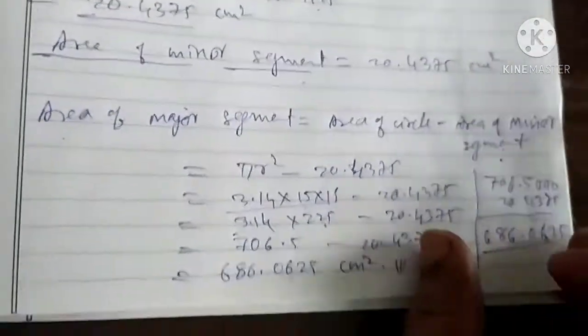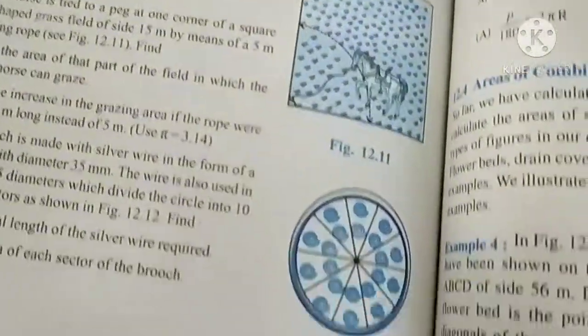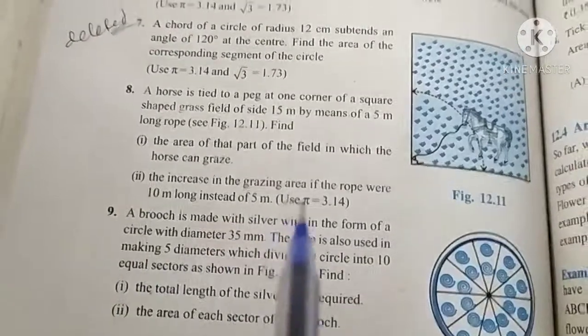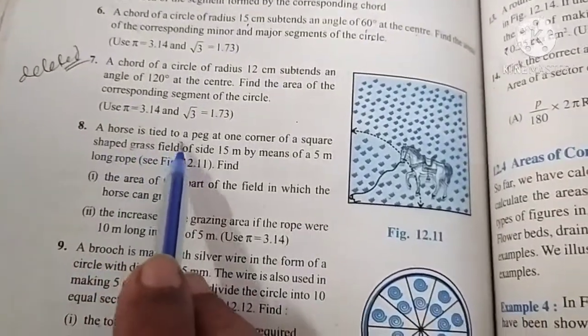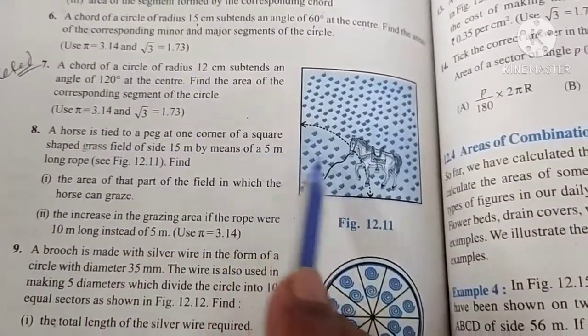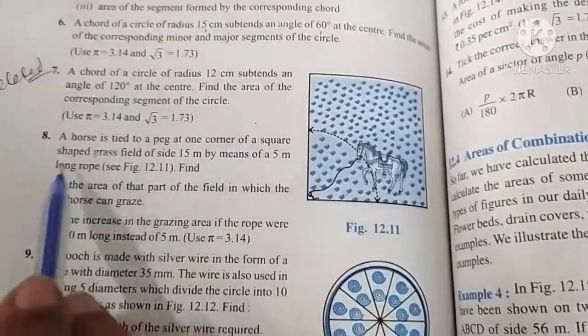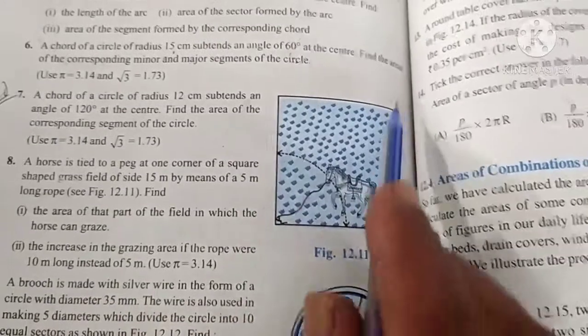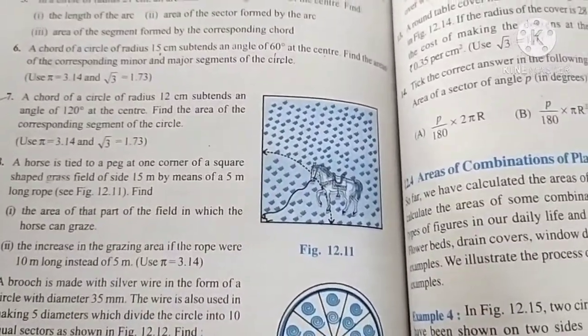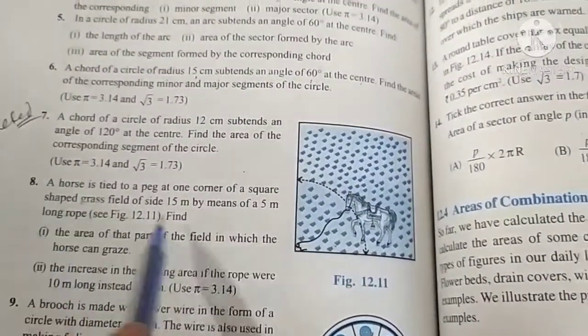Now I am taking example number 8. Look here, I am showing you in the book. Look at example 8. Very easy. A horse is tied to a peg at one corner of a square-shaped grass field. So the grass field is a square, so each angle of the square is 90 degree. Clear?